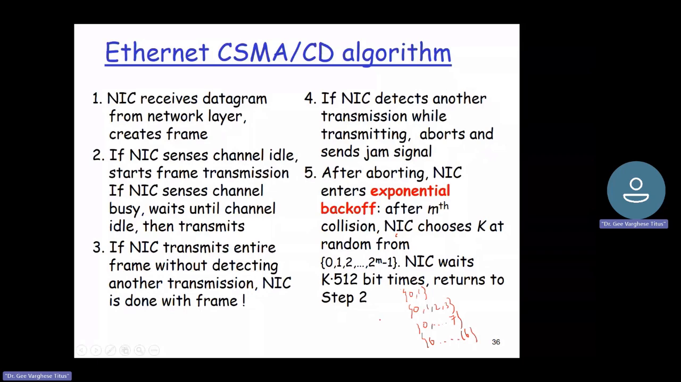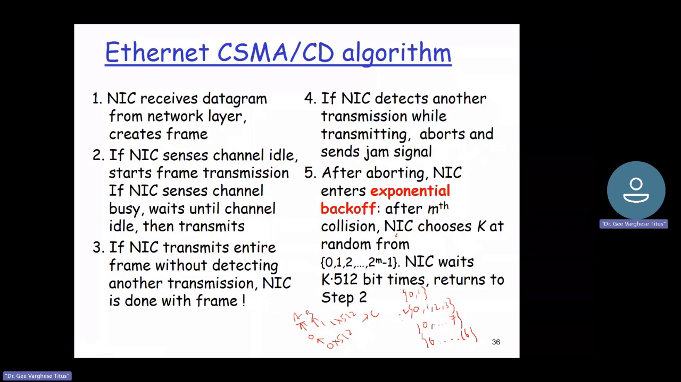So what does it mean? If you have two stations, say station A and station B, they can take values 0 or 1. Let's assume A takes 0, whereas B takes 1. So the wait time for A is basically 0 into 512, and for B it is 1 into 512. That is why there is a difference. Again, at this particular point of time, say A senses a collision with C, another node.